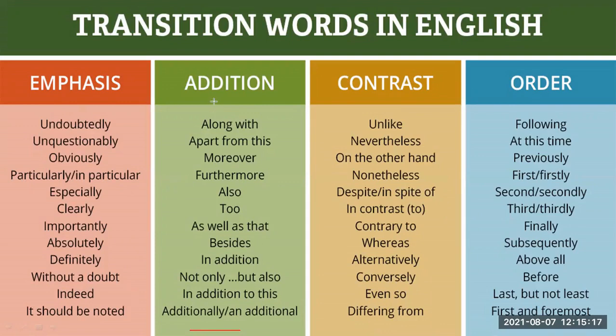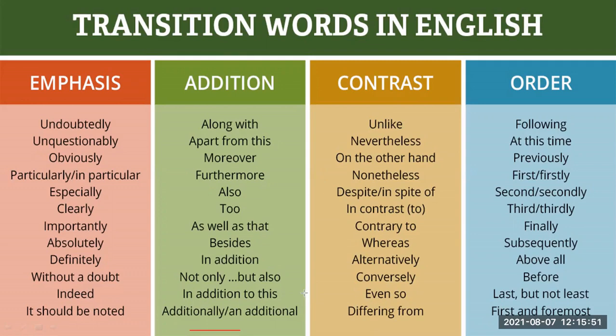Then, if you are adding a point, you can come up with along with, apart from this, moreover, furthermore, also, too, as well as that, besides, in addition, not only, but also, in addition to this, additionally, all right? Or an additional, all right? You can say, in addition to this, all right?